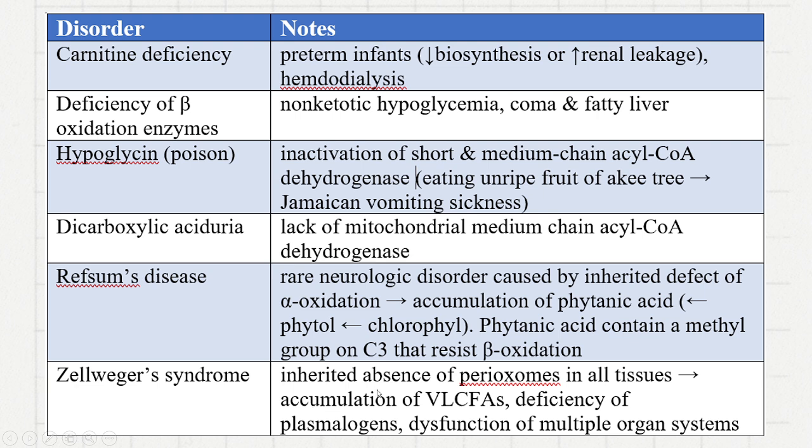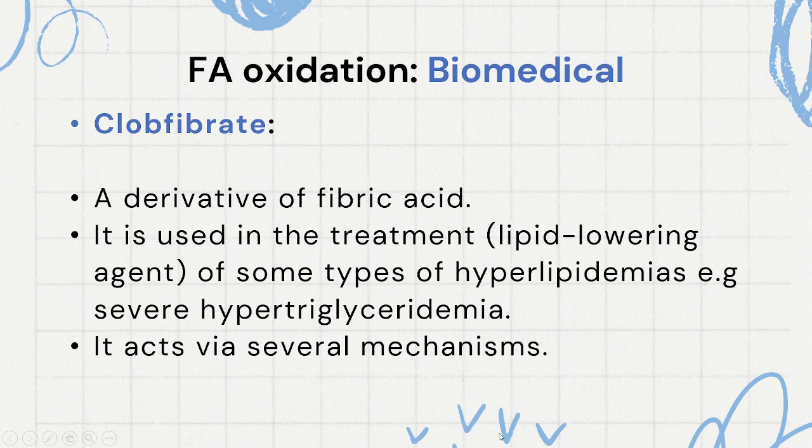Zellweger syndrome is an inherited absence of peroxisomes in all tissues, leading to accumulation of very long-chain fatty acids, deficiency of plasmalogens, and dysfunction of multiple organ systems.